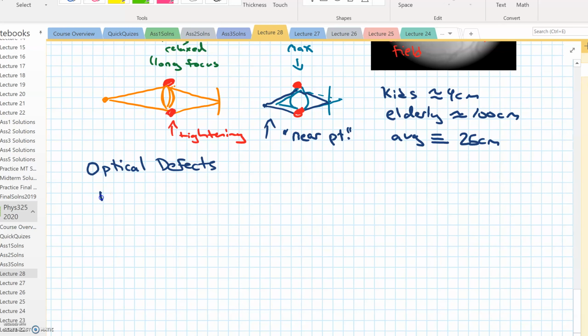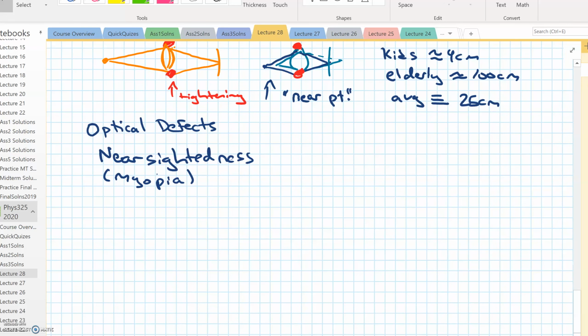So nearsightedness, also known as myopia, is when your far point is not at infinity like it should be. So suppose that you're maximally relaxed. Your ciliary muscles are maximally relaxed, and you're looking at an object that's like infinitely far away. But still, the focal length is not long enough. The focal length is still too strong.